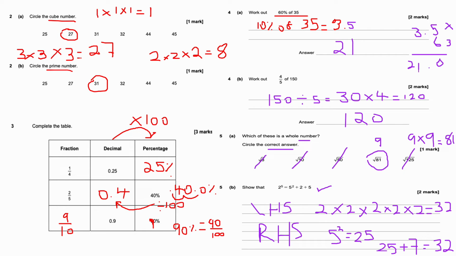Remember that 5 squared, if we're not sure, 5 to the power of 2 means 5 times 5, guys. So make sure that you are happy with your times tables and your square numbers as well. So 5 times 5 is 25, guys.